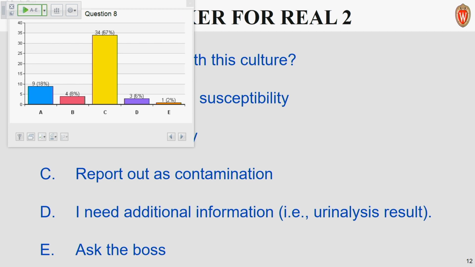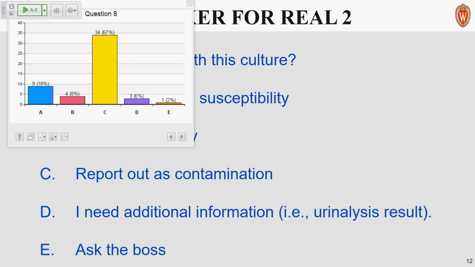We have the majority of the room calling this contamination. We do have 9 respondents saying they would do the full ID and susceptibility, 4 ID only, still some that want more information, and 1 phone a friend. Anyone willing to share? I come from a rural hospital. There's a lot of you in the room. That's nice to see. We don't have urology. I'm kind of glad we don't have urology when I come to these conferences.